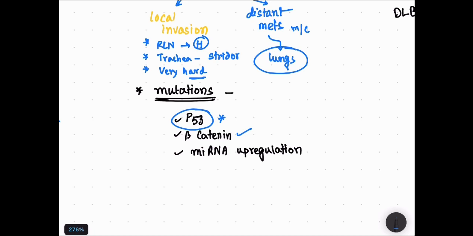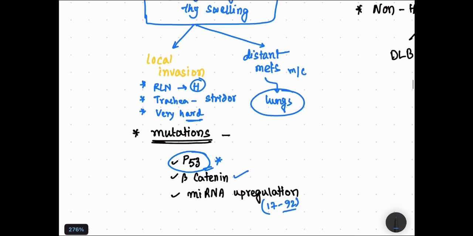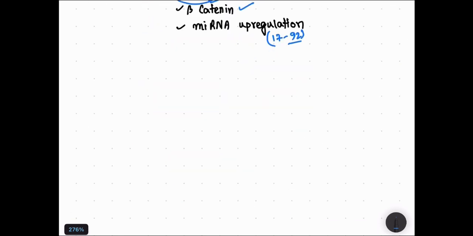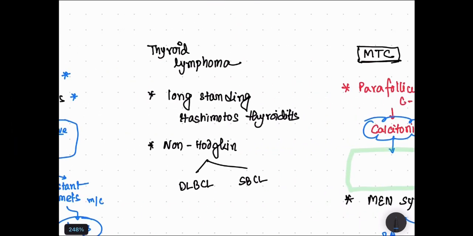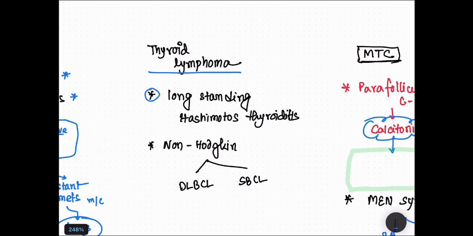Which miRNAs are upregulated here? 1792 miRNAs are upregulated. This has the worst prognosis because it is rapidly growing. Now, anaplastic thyroid carcinoma, as I told you, is not considered under differentiated thyroid carcinoma, but the staging is the same as differentiated thyroid carcinoma. Discussing thyroid lymphoma here, thyroid lymphoma is seen most commonly in patients having long-standing Hashimoto's thyroiditis.